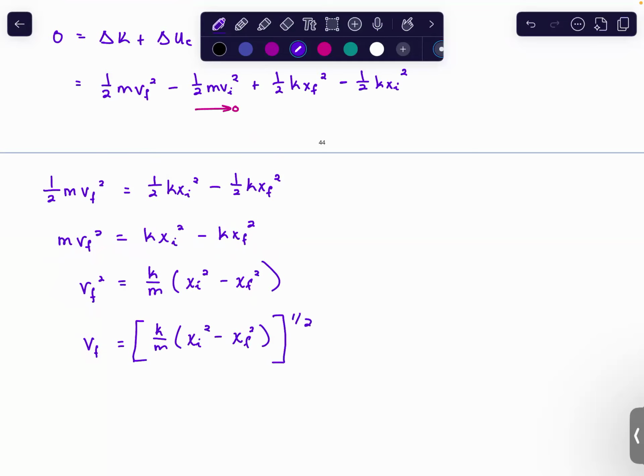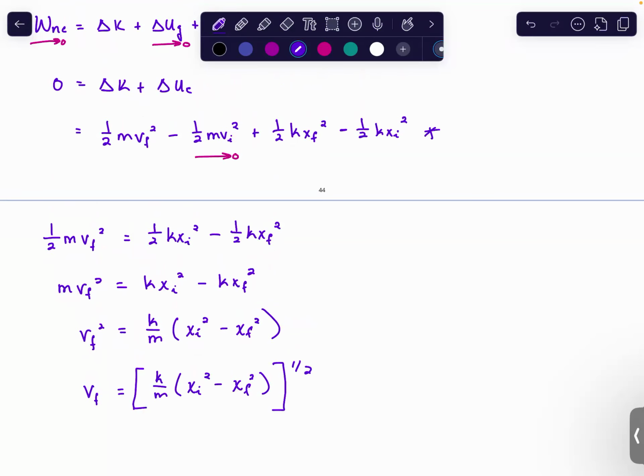And we'll square root both sides. Why is it x initial minus x final? Well, if we go back up here, we start moving things around, so like the 0 on this side. If I move that 1/2 k x initial to the left side, and then I move over the 1/2 k x final, it's going to be x initial minus x final, and then I flip it to get my velocity on the left side.